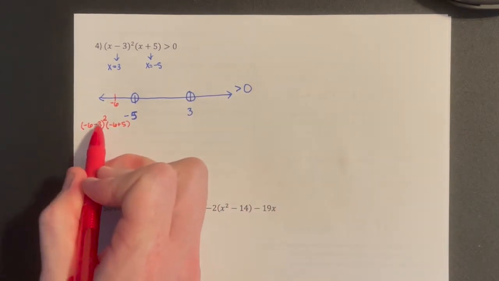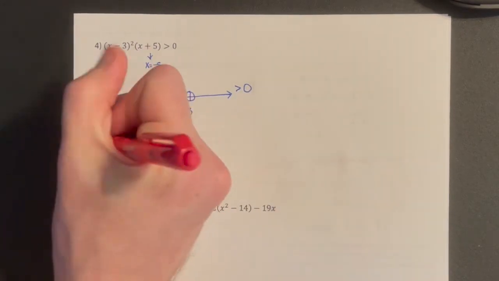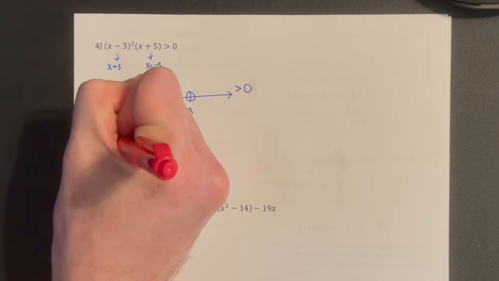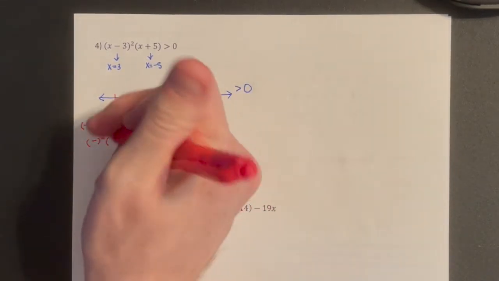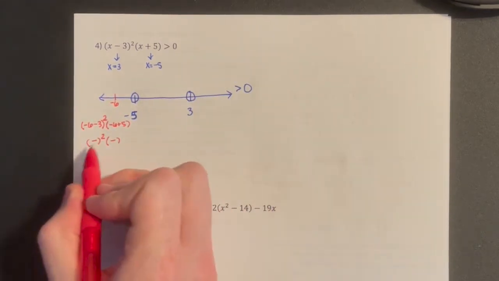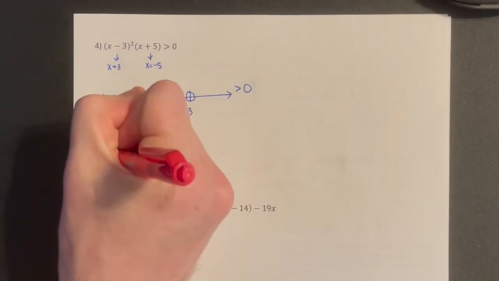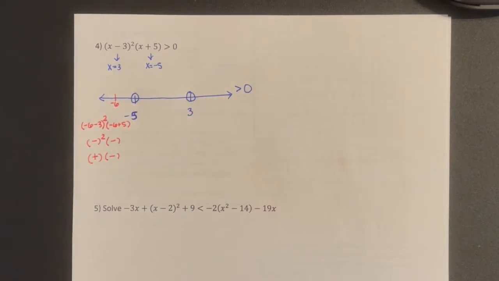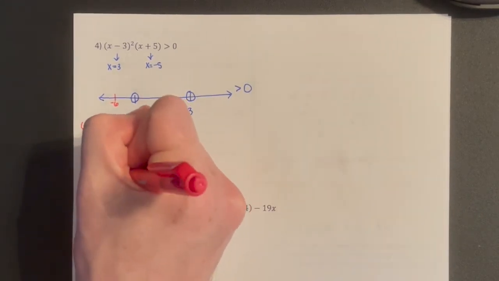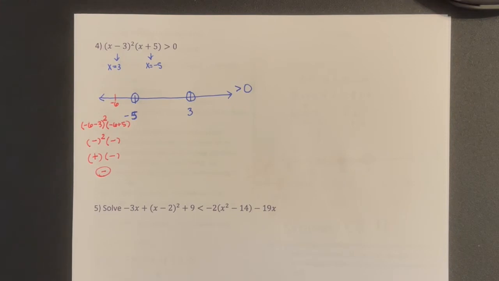So while this does come out negative, -6 minus 3, you're doing a negative squared, and then -6 plus 5 is still negative. Well, a negative squared, or any value squared, is always going to come out positive. So we end up with a positive times a negative, which is negative. So just make sure you're paying attention to your multiplicities.